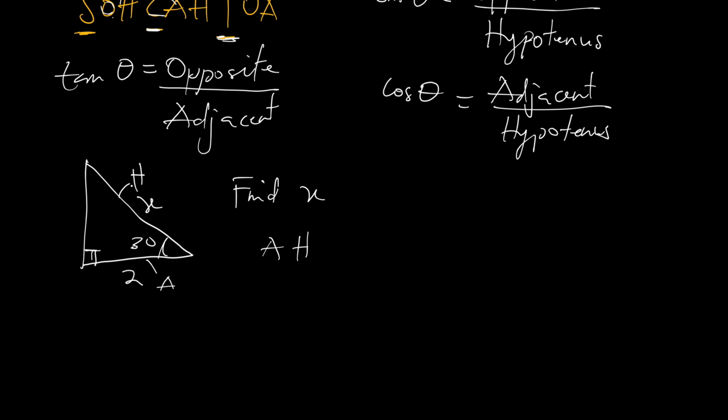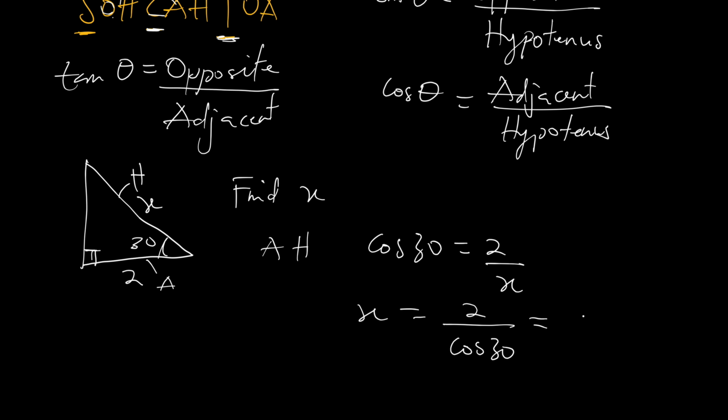So to find H, we can use cos. So cos of 30 is equal to the adjacent, which is 2, over the hypotenuse, which is x. Now when we make x the subject, x will be equal to 2 over cos 30. And 2 over cos 30 is equal to 2.3094. So knowing the angle and our adjacent, we can find our hypotenuse.